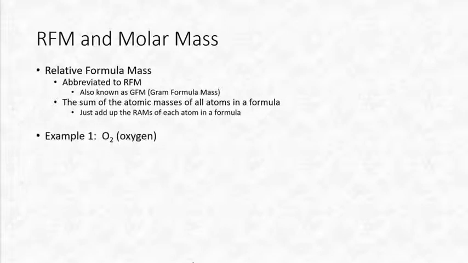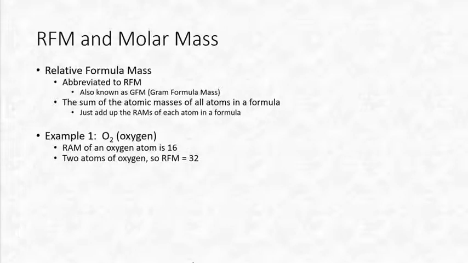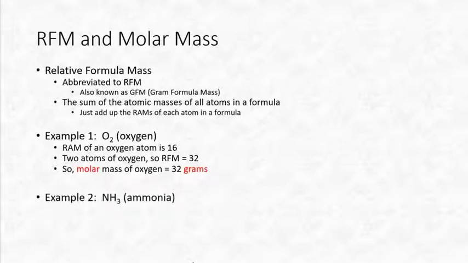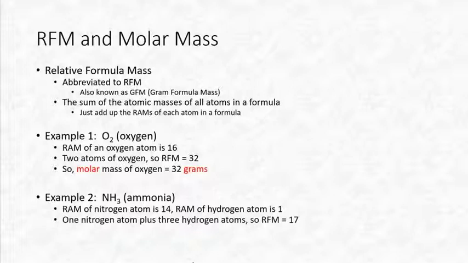So, for example, oxygen O2, we can see that the relative atomic mass of an oxygen atom is 16. There's 2 atoms of oxygen, so the relative formula mass is 32. And the molar mass is therefore 32 grams. Another example, ammonia, NH3. So our relative atomic masses are 14 for the nitrogen and again 1 for the hydrogen. So if we have 1 nitrogen and 3 hydrogen atoms, the relative formula mass is 17. And the molar mass is 17 grams.